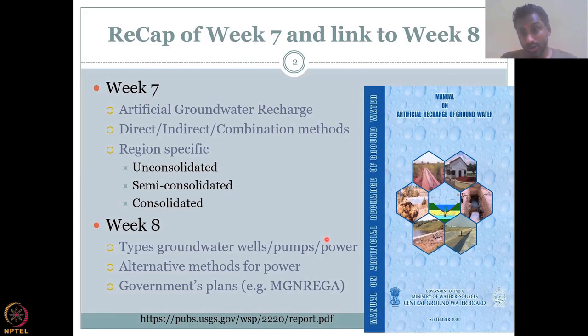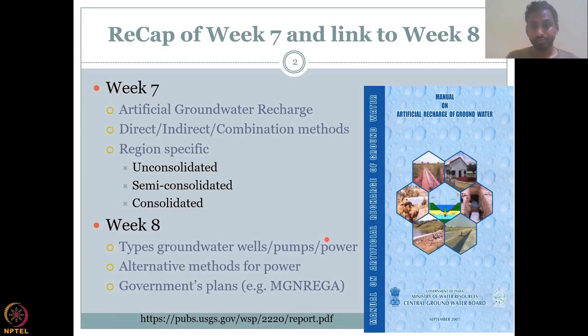So for that, it is important to understand what are the different types of groundwater discharge access or wells, and how water is being taken out of these wells. Is it pumps? Is it lift irrigation type mechanisms, or using manual labor, animals, livestock, power? What power do they use? Is it diesel power, solar power, etc.? And what are the alternative methods for power?